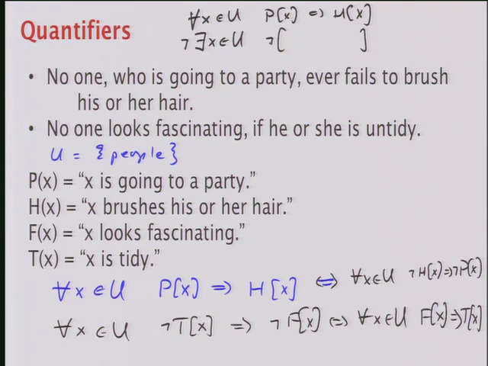Does everyone get that? Okay, so let's write it out. For all x, p of x implies h of x is the same thing as saying not there exists x such that not, p of x implies h of x. Okay, now how do you say not, p of x implies h of x? Is there a simpler way of saying that?